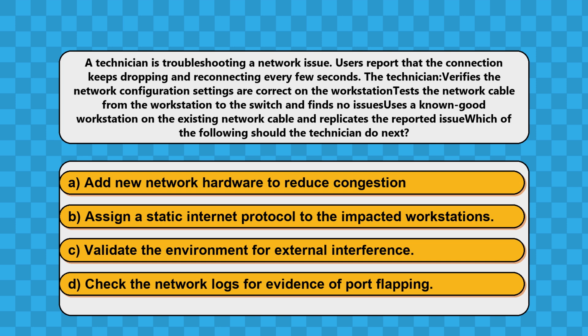The technician verifies the network configuration settings are correct on the workstation, tests the network cable from the workstation to the switch and finds no issues, uses a known good workstation on the existing network cable and replicates the reported issue. Which of the following should the technician do next? Option A, add new network hardware to reduce congestion. Option B, assign a static Internet Protocol to the impacted workstations. Option C, validate the environment for external interference. Option D, check the network logs for evidence of port flapping. The correct answer is option D. Check the network logs for evidence of port flapping.